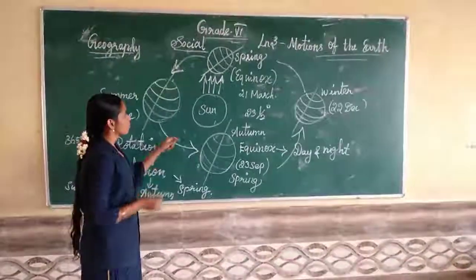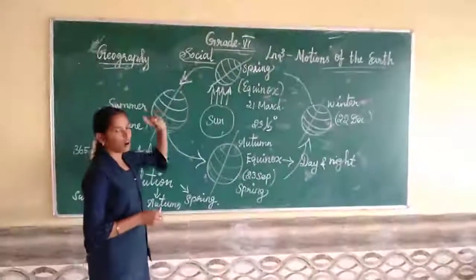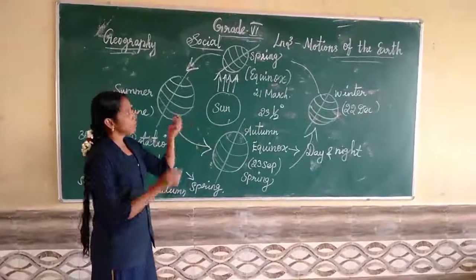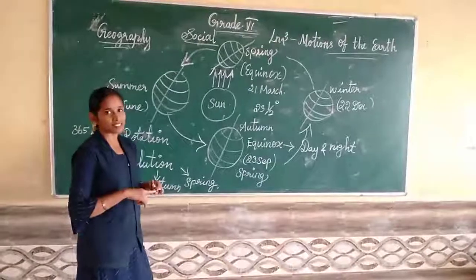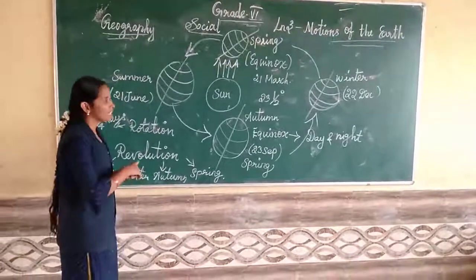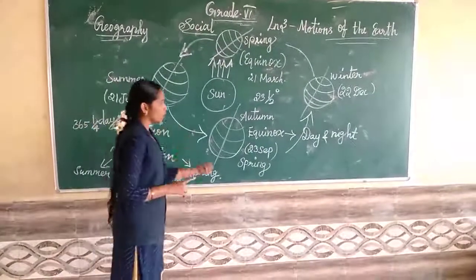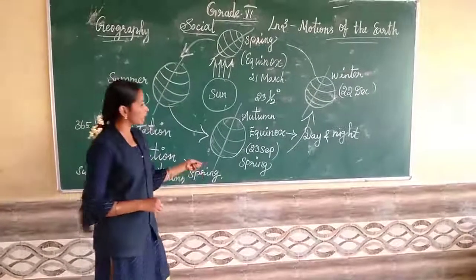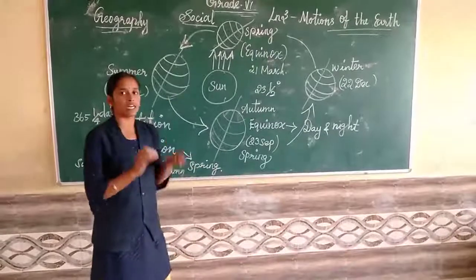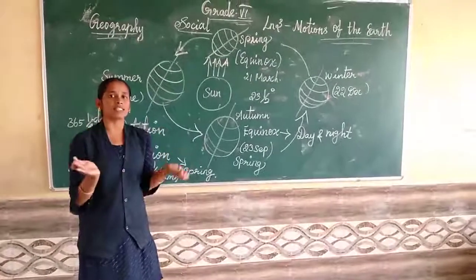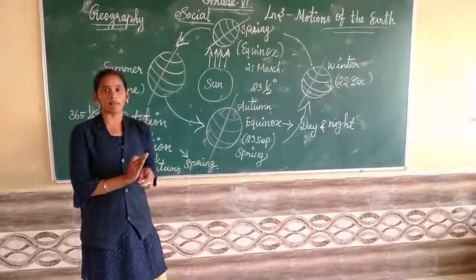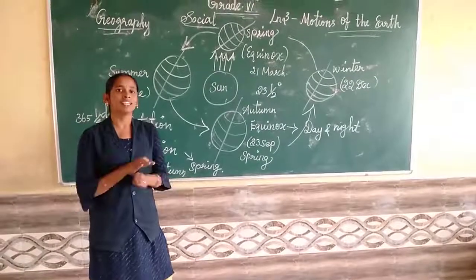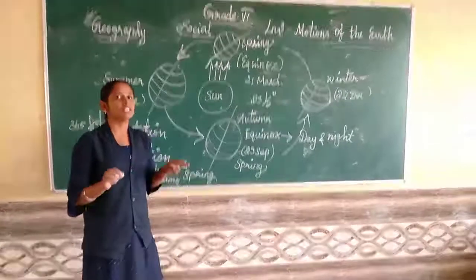Let's see. The sun gives its rays to our earth. How does it become spring season, winter season, summer season and autumn season? During the autumn season only, there is an equinox. Why does it happen? Because during the autumn season, day time and night time are balanced as equal.